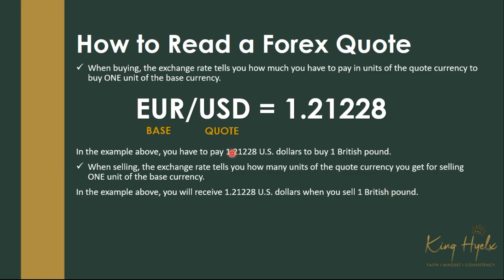Whenever you see British pound, I mean euro. I don't want to stop the presentation. So in the example above, you will receive 1.21228 United States dollars when you sell what? 1 British pound, or €1.